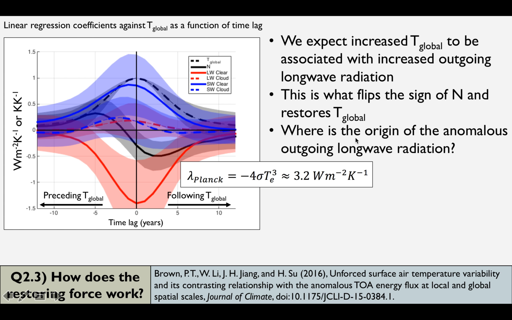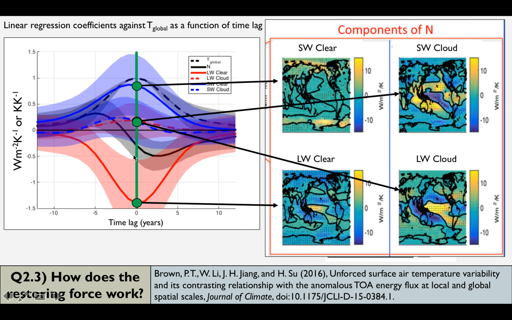and we looked at various questions like where is the origin of the anomalous outgoing long wave radiation. And so I'll just kind of show a highlight from this paper where we broke down or we mapped these individual components of the top of atmosphere energy budget in space. And so you can see, for example, where the clear sky shortwave component, the positive values are largely coming from. So that's over the Southern Ocean where you're melting sea ice, over the Arctic Ocean where you're melting sea ice, and then over some continents where you have less land, snow, and ice.